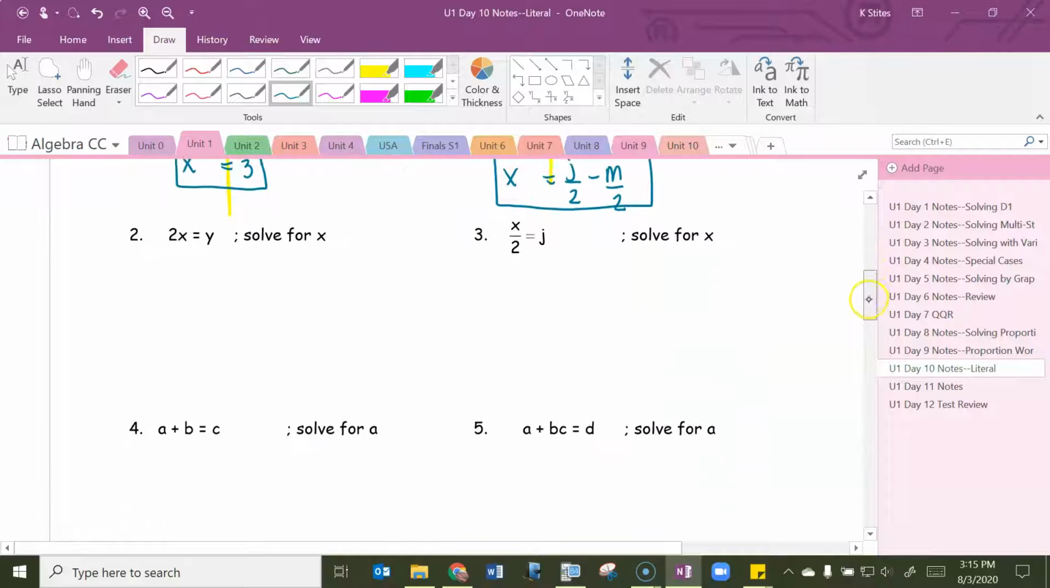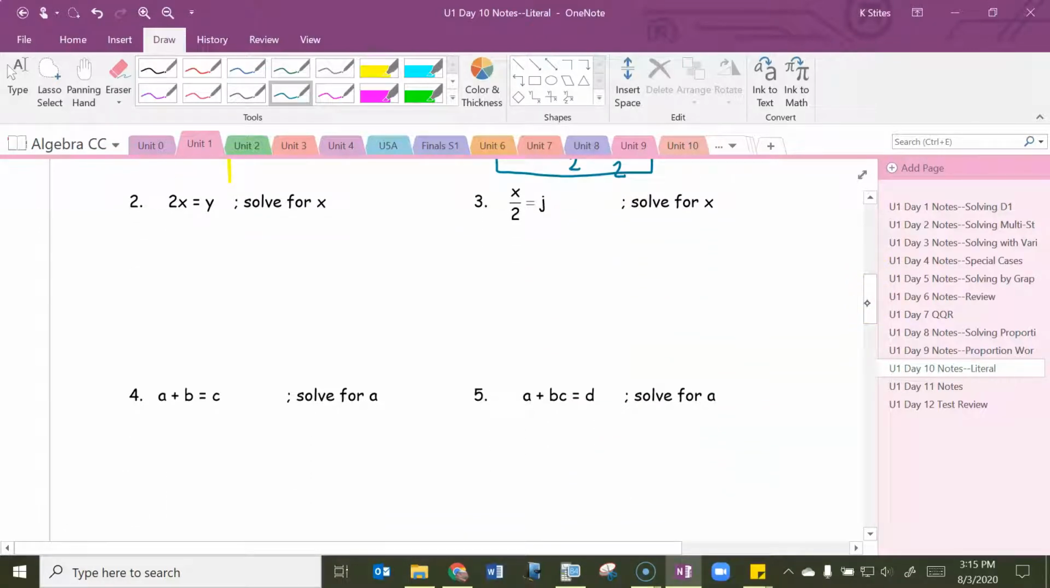Okay, number 2, we're solving for x. Here's my suggestion to you. Once you have all these different variables going on, circle the one you want to solve for. That helps you focus on what you really need to. So I want to get the x by itself. How do I do that? Well, I'm just going to divide by 2 on both sides. So x equals y over 2. That's it.